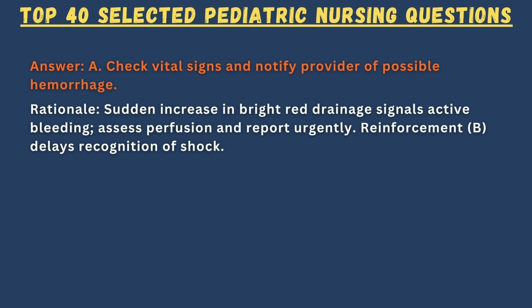Answer. A. Check vital signs and notify provider of possible hemorrhage. Rationale. Sudden increase in bright red drainage signals active bleeding. Assess perfusion and report urgently. Reinforcement B delays recognition of shock.